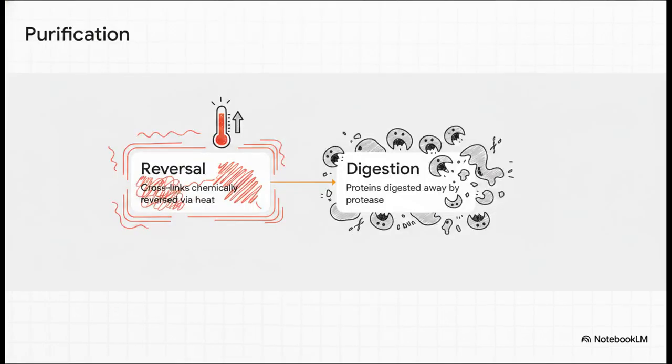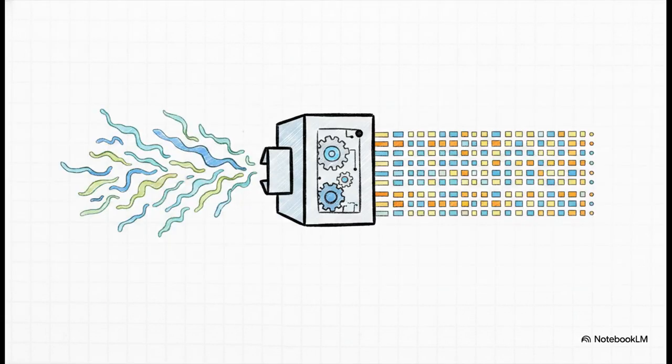Once we've successfully hooked our target, honestly, we don't even need the protein or the antibody anymore. We just want the DNA instruction manual it was attached to. So we blast it with heat to chemically reverse those original crosslinks. Then a protease enzyme is introduced to just digest away all the proteins, leaving behind nothing but pure isolated DNA fragments. And here is the absolutely crucial point.